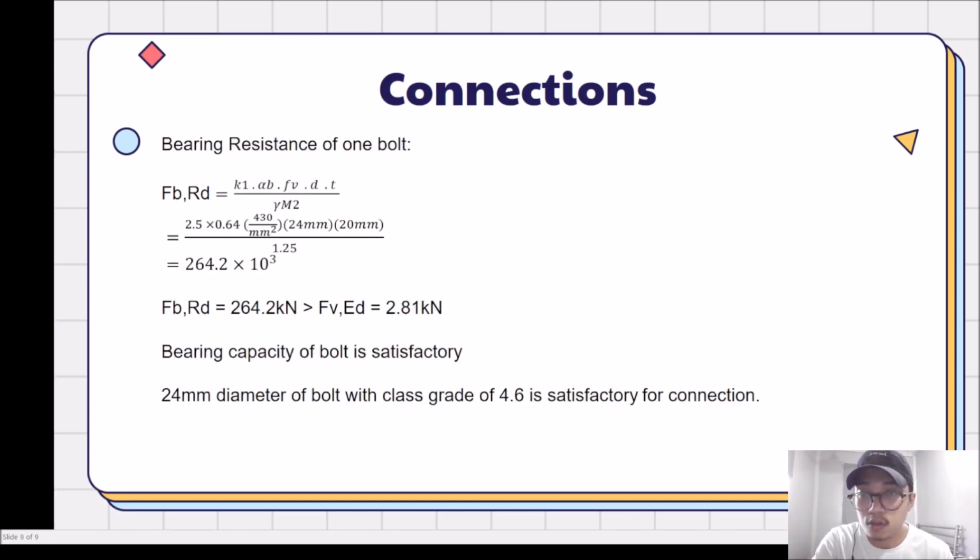Okay, for the bearing resistance of 1 bolt, FbRd equal to k1 multiplied by alpha b multiplied by fu multiplied by d multiplied by t and divided by gamma M2. So jawapan dia kita akan dapat 264.2. Okay, FbRd iaitu 264.2 adalah lebih besar daripada FvEd, which is 2.81 kN. So the bearing capacity of bolt is satisfactory, which is 24 mm diameter of bolt with class grade of 4.6 is satisfactory for connection. Okay, that is all for me. Thank you.